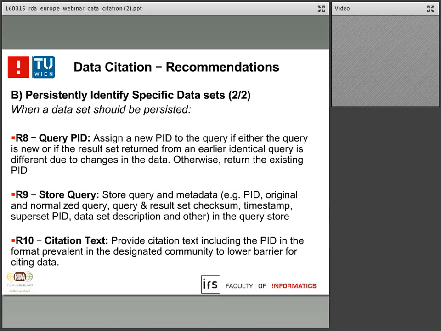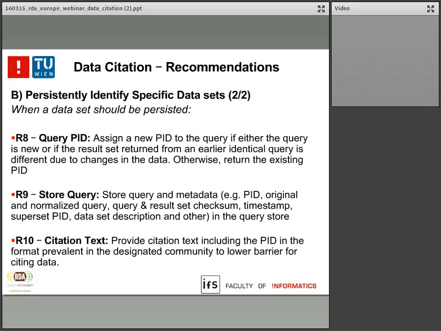And recommendation 10 is really to encourage users to also make use of the possibility of citing data now, which says, in addition to providing the user with a persistent identifier, in addition to providing them with the actual data, also provide them with a citation text snippet in BibTeX, EndNote, freeform text, so that they can cut and paste and copy it to any report, paper, and so on.